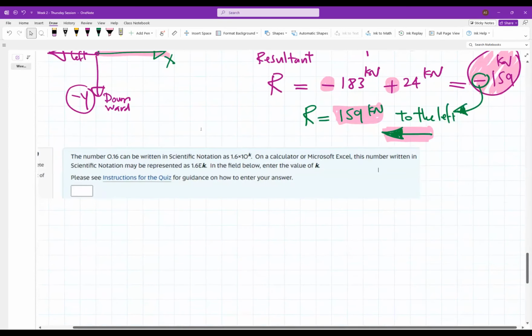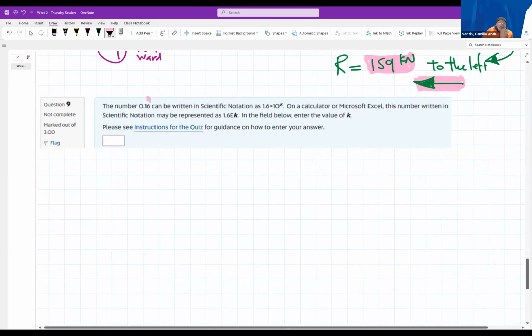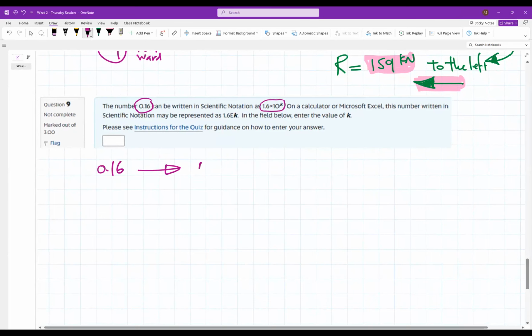Okay, so the next one is also something related to mathematics. It is the notation of the numbers. As you know, we can write a number with different views or different notations. In question number 9, we have the number 0.16, which can be written in scientific notation as 1.6 times 10 to the power k.